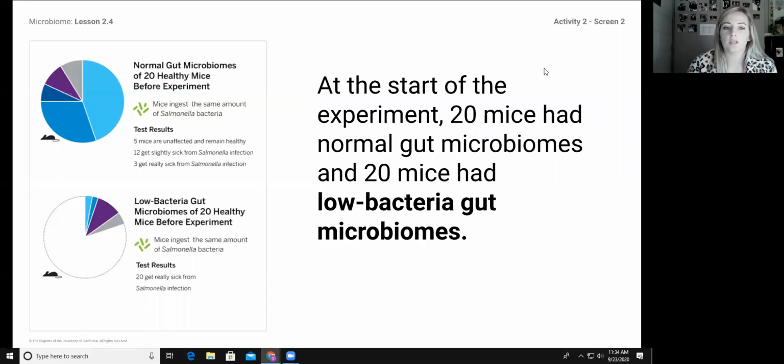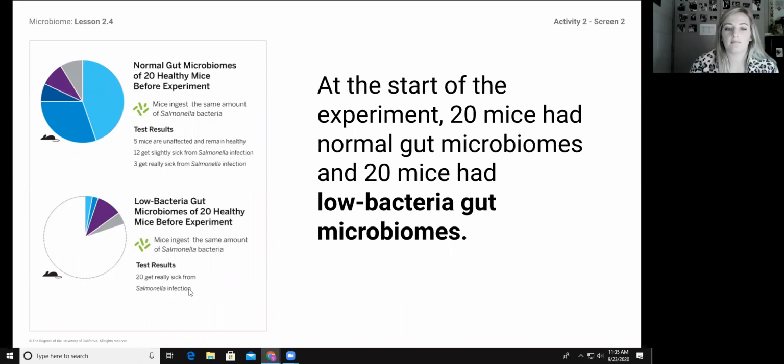Right? So let's look at some test results. They both were ingested with the same exact amount of salmonella bacteria. Now, the test results are what are different. There were 5 mice that were unaffected and remained healthy for the normal gut microbiome. 12 of those got slightly sick from the salmonella, and 3 of those got really sick from the salmonella infection. Now, take a look at the test results for the low bacteria gut microbiome.